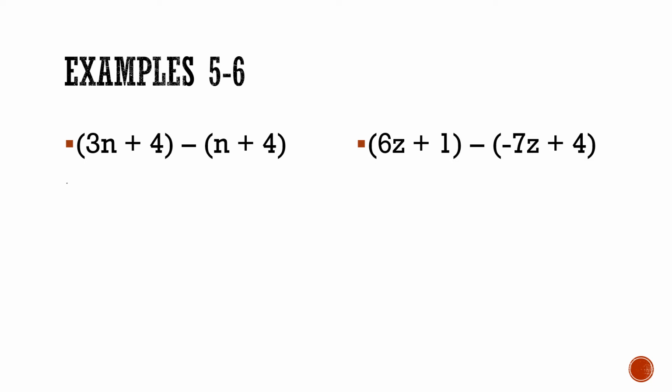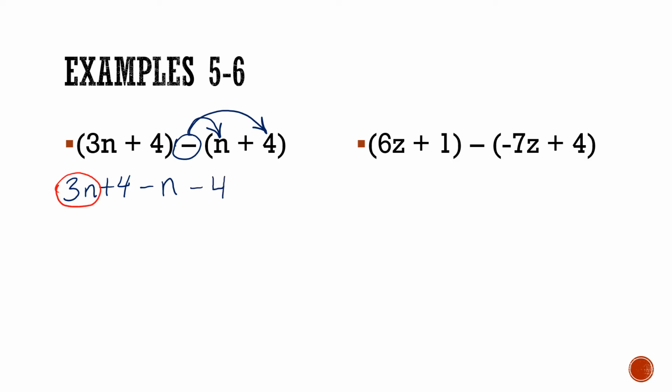Okay, so you're going to bring down your 3n plus 4. But this time we've got that negative sign there that I said we have to distribute. So the n here inside the parentheses was actually already positive, but now that it's being distributed with a negative, it's going to become negative n. And the 4 was also positive here, but now having a negative distributed to it makes that positive 4 become negative 4. And then we're going to combine our like terms.